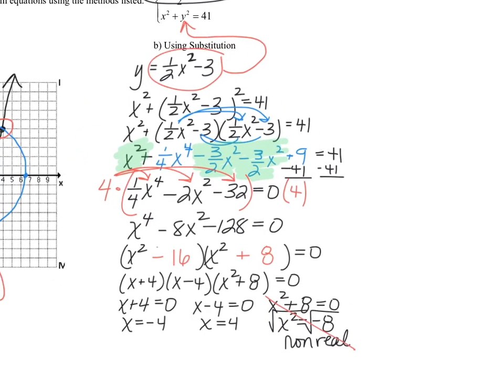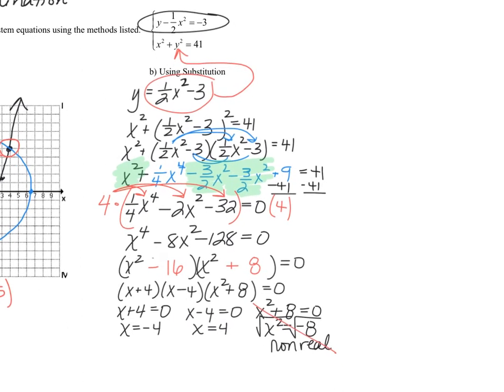But remember, we don't want to get too excited and think we're done. We're looking for intersections. So we are almost done. We have these two good x values, but we need then the corresponding y values.